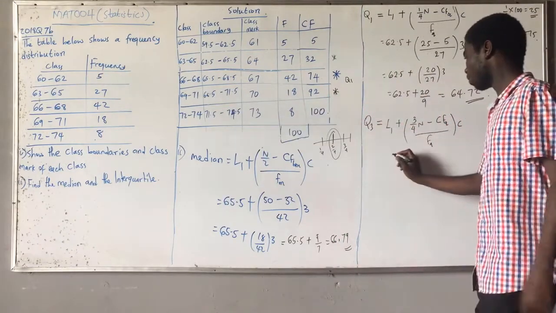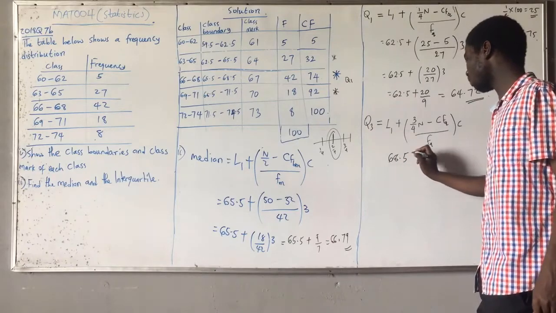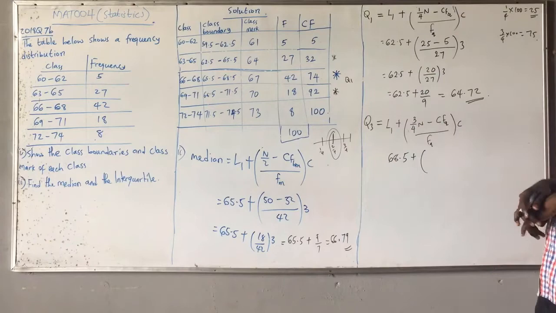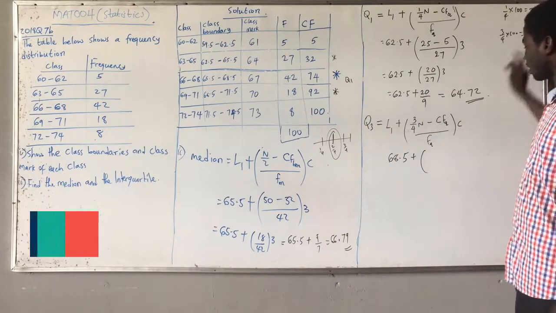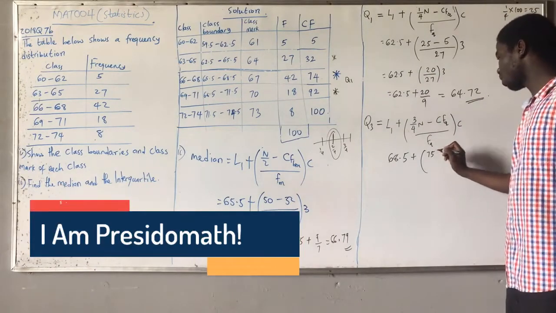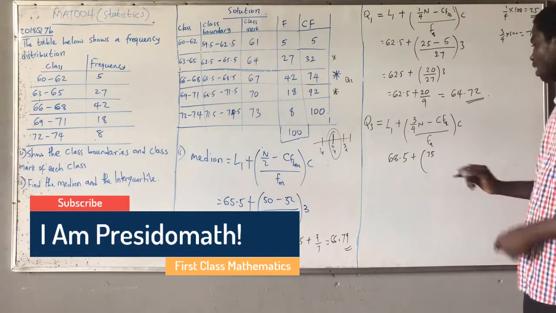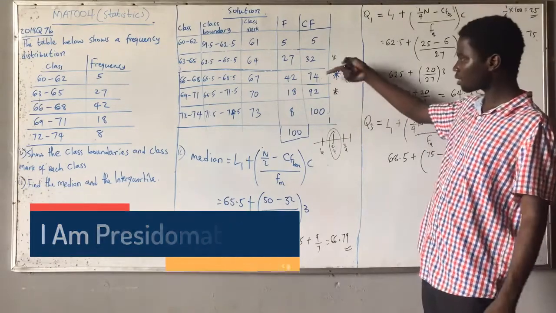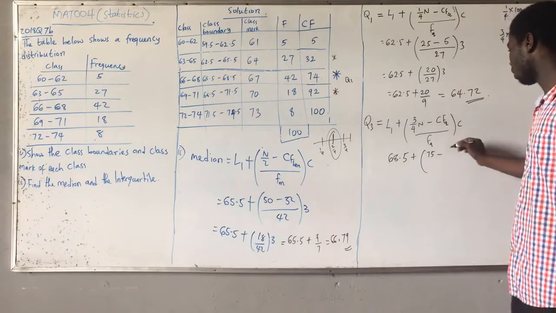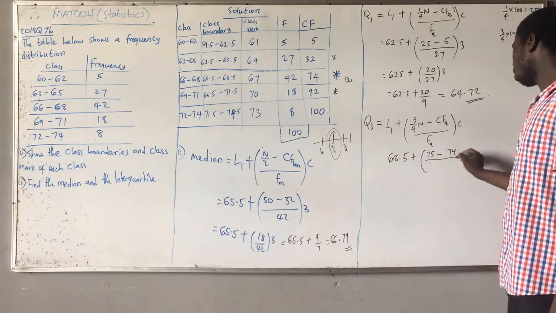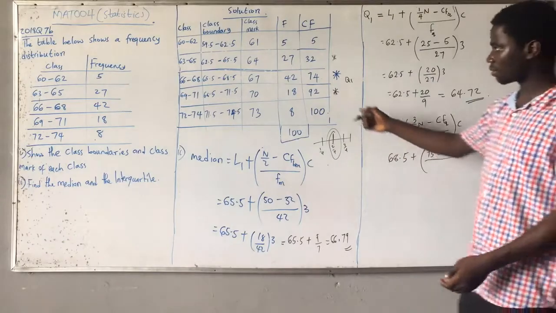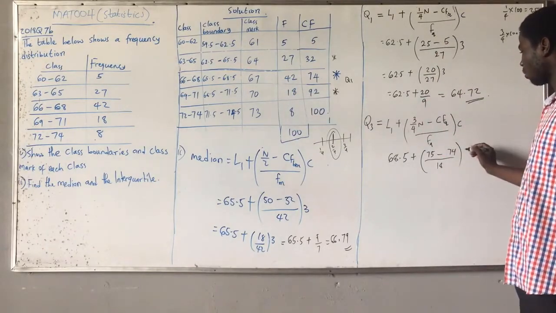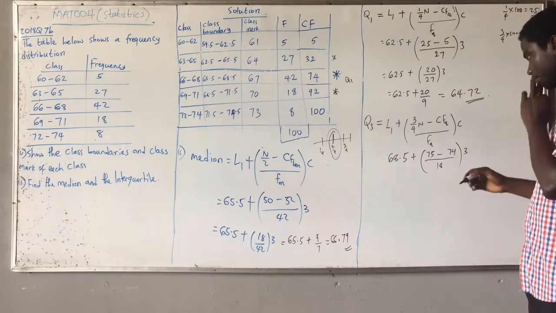68.5. So this one is 68.5 plus 3 over 4n. That is 3 over 4 times 100, 75. Minus cumulative frequency before this class. What is the cumulative frequency before the class? 74. All over frequency of that class. What is the frequency of that class? 18. Multiply by what? C. C is 3.